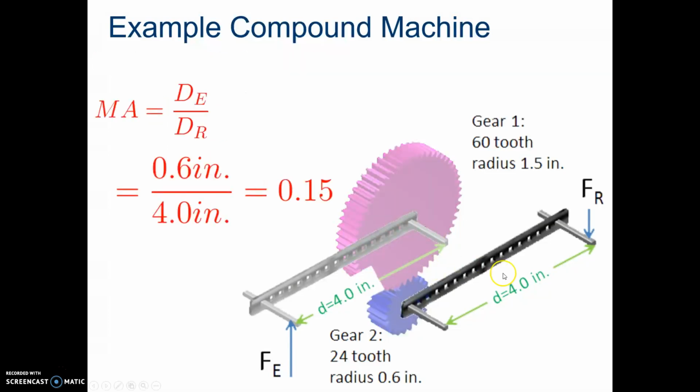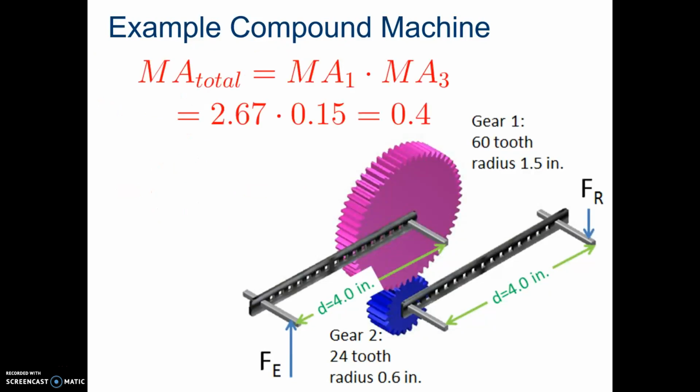And the last wheel and axle, mechanical advantage there: we see 4 inches from the center to the outside of the handle, and then that gear has a small radius of only 0.6 inches. So we see 0.6 inches divided by 4, inches cancel, we have 0.15 is the mechanical advantage of that last wheel and axle.